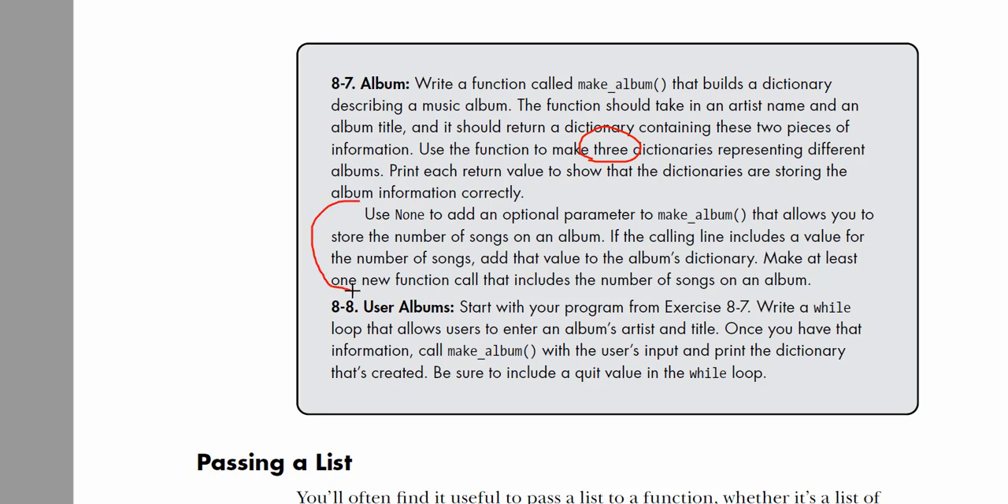Then it says to add on to it. Use none to add an optional parameter to make album that allows you to store the number of songs. Maybe you call it tracks, or maybe you call it songs. If the calling line, so if the function call includes a value for the number of songs, add the value to the album's dictionary, and then make at least one new function call. So you're going to have a total of 4 function calls for this particular lab.